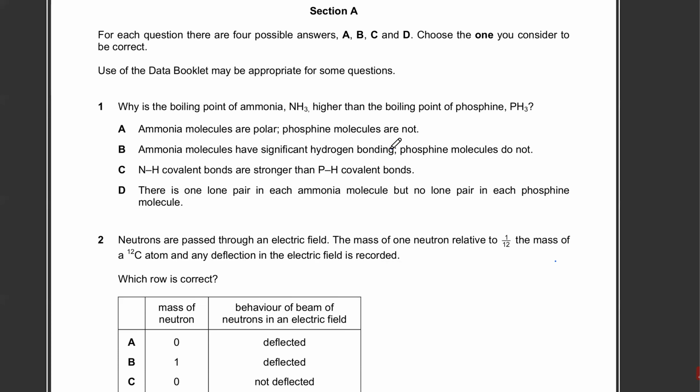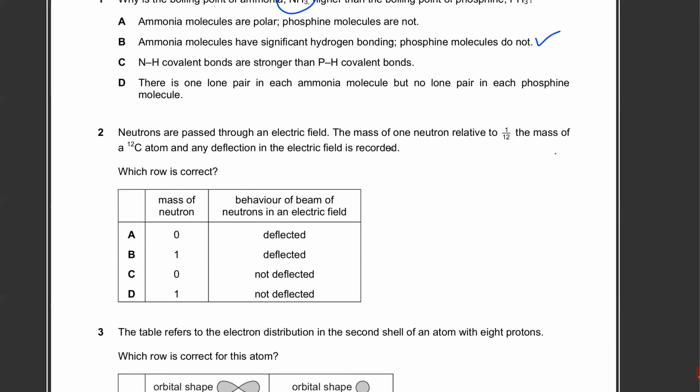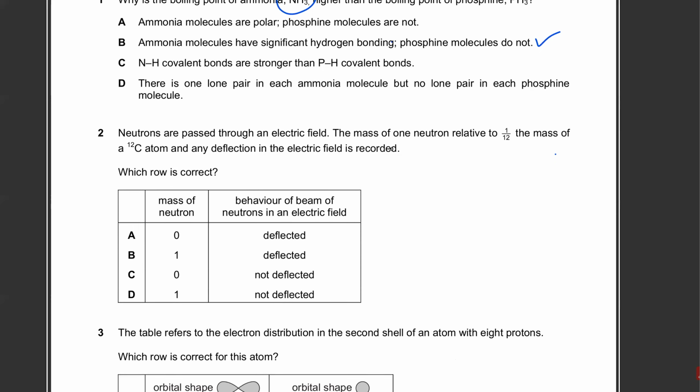Okay, so the first one. Why do you think ammonia has a higher boiling point? It has hydrogen bonding, I think. Okay, that's perfectly fine. Hydrogen bonding is one of the strongest intermolecular forces, and it has that.